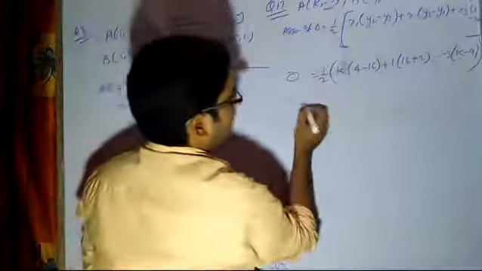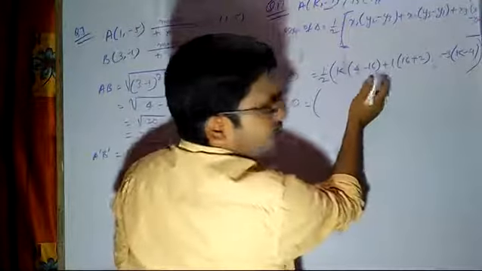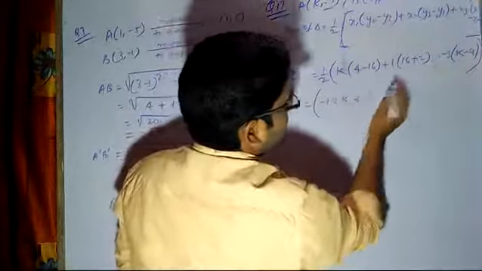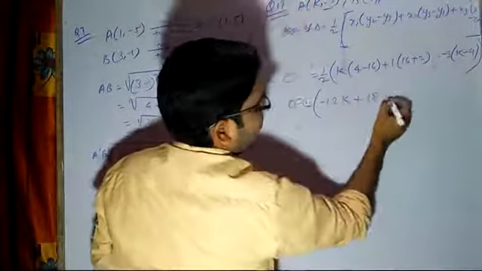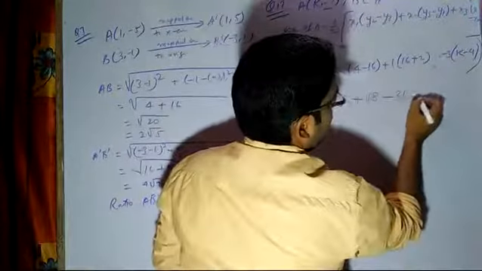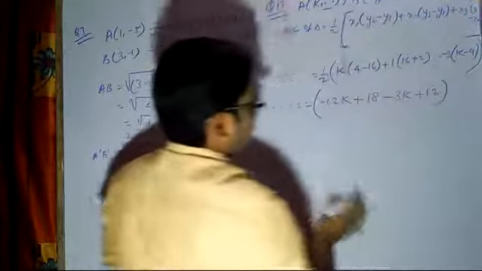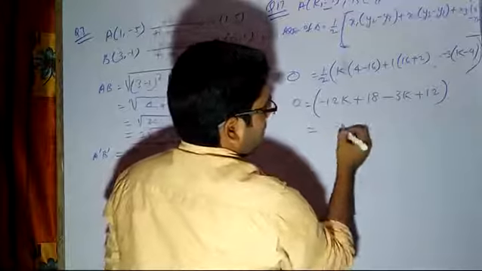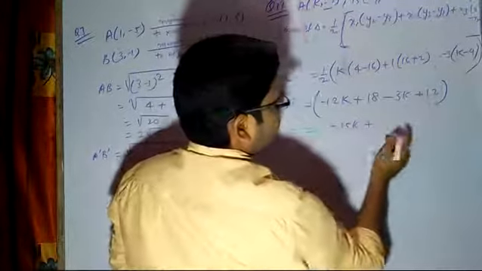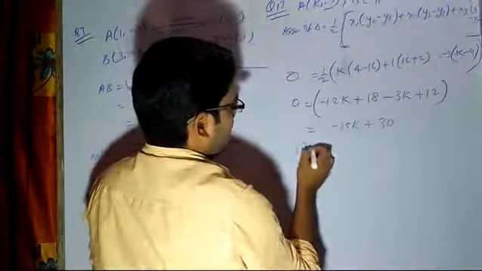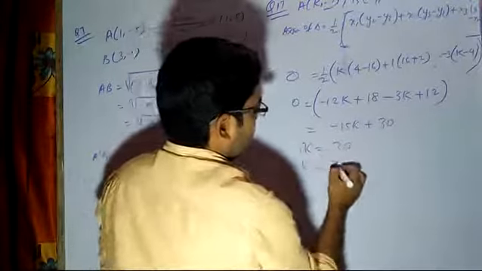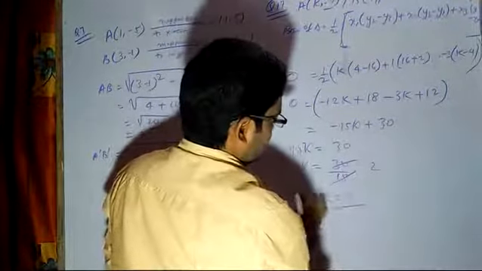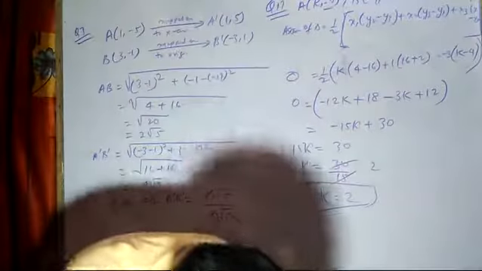So 2 into 0 means 0 is equal to 4 minus 16, that is minus 12, that means minus 12k, plus 16 plus 2, 18, minus 3k plus minus 12. Minus into minus plus, and 4 3s are 12. So minus 12k plus 3 minus 3, that is minus of 15k, plus 18 minus 12. So 15k is equal to 30. K is equal to 30 by 15, that means 2. Therefore, k is equal to 2.